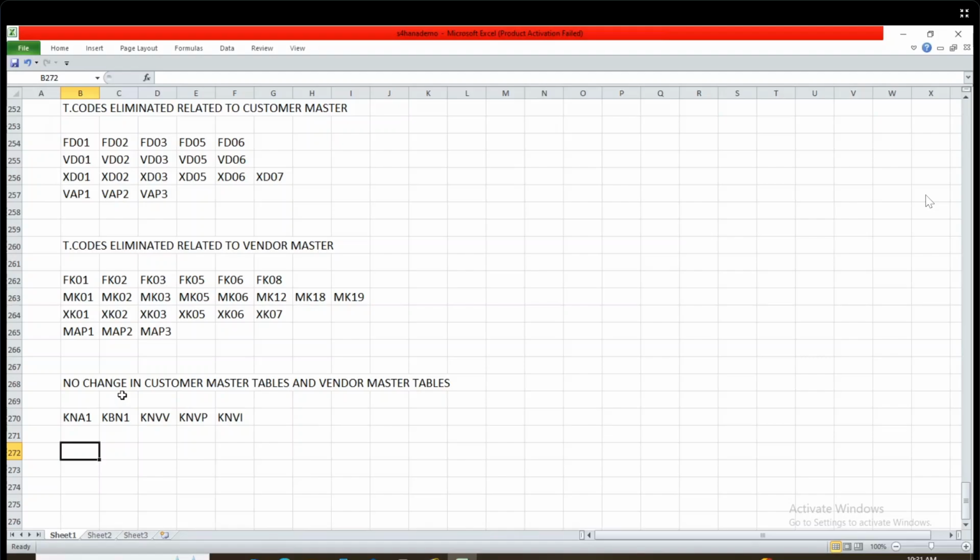And here we have an extra table for BP. Make a note: the new table for BP in S4HANA is BUT000.